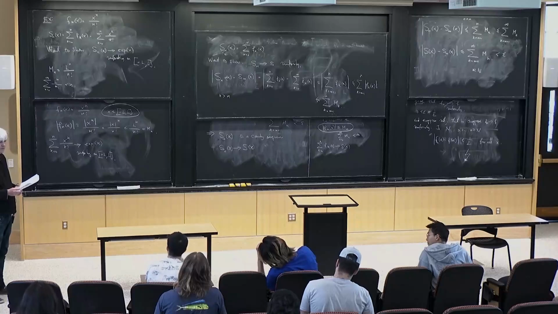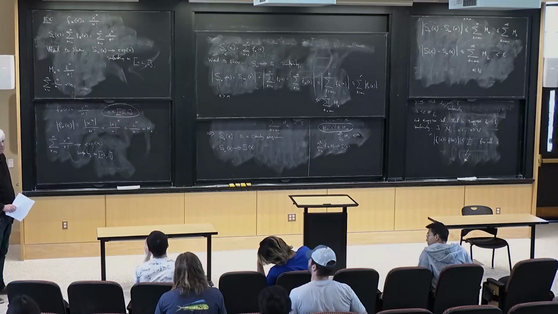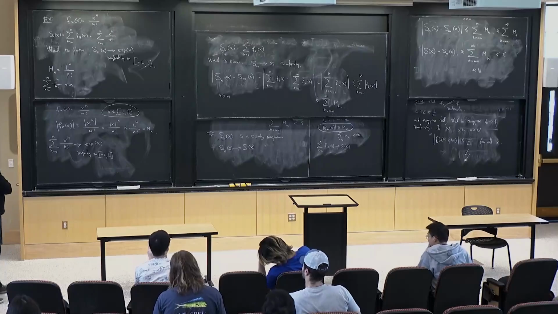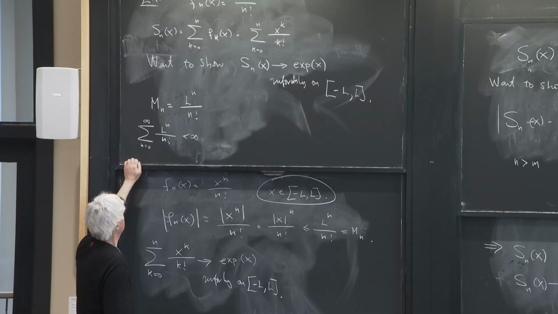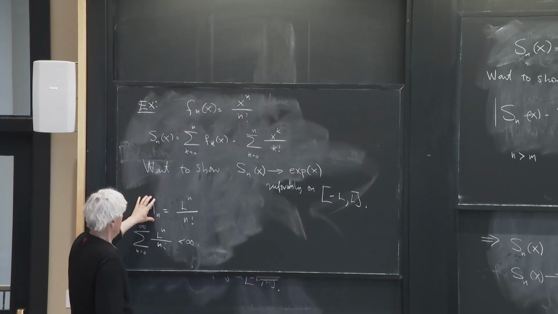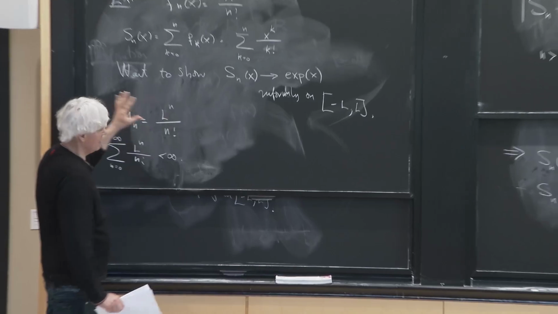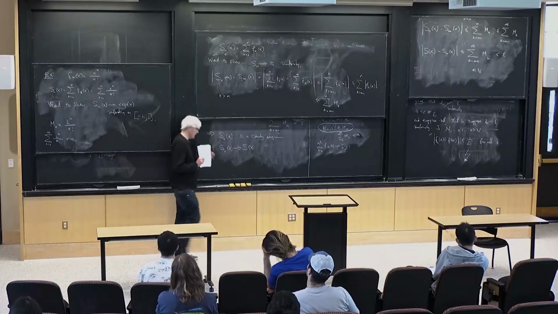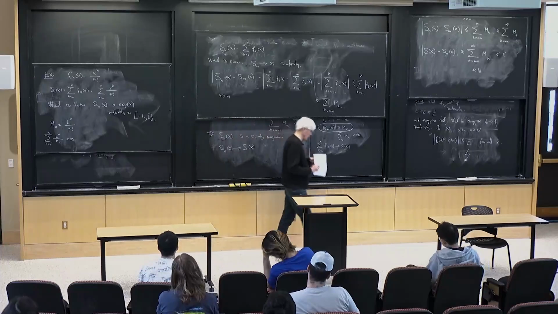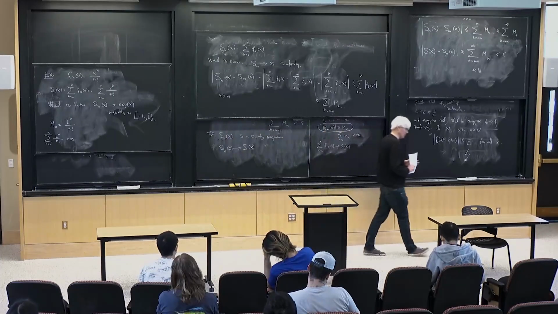I'm not sure. Okay, so I guess my question was, is it that Mn must be a convergent series? Yeah, so Mn, that's right. Mn are, in this example or in the general example, so why is the Mn so much easier to determine?